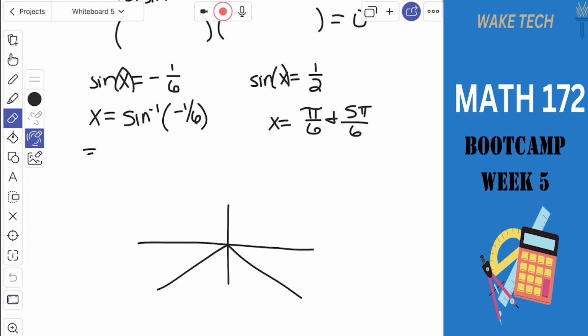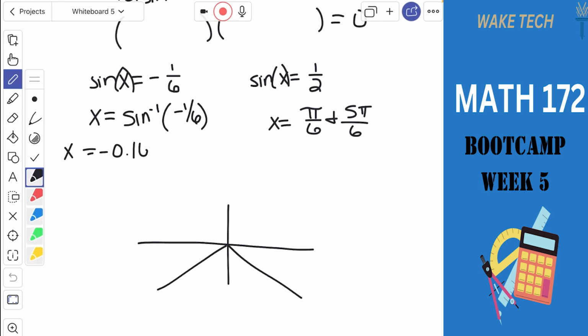The inverse sine of -1/6 gives us back an angle of -0.16744800792 radians. Do you agree? Is that what you got from your calculator? Yeah, I got the same thing. What that's telling us is that this angle down here in quadrant 4 is -0.17 radians. I'm just going to use 0.17 because I don't want to write all those numbers.